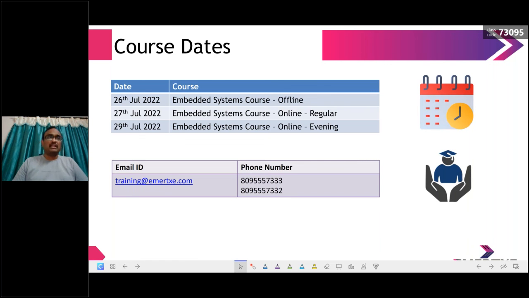Admissions are already open, and a good number of students have already joined. In case you are planning to enroll, or if you have any queries with respect to fees, etc., you can see our counseling team's contact details there. Training at Emertxe, a very simple way to remember. There are a couple of phone numbers. You can just call them, and they will help you with fees and which batch you want to join.